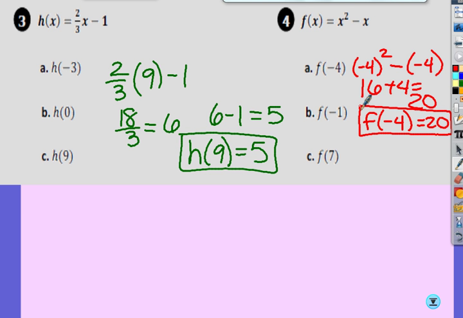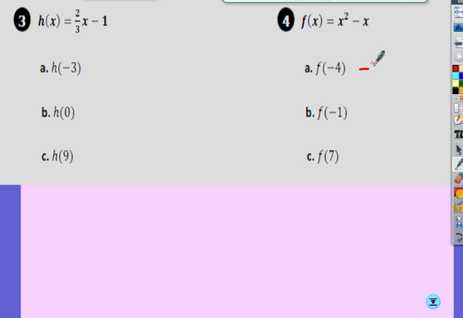For the next example, I will replace the x with negative 1. First, I will do negative 1 squared, then I will subtract negative 1 from it. Remember, when you're subtracting a negative, that's really like adding a positive. So I come up with f of negative 1 equals 2.